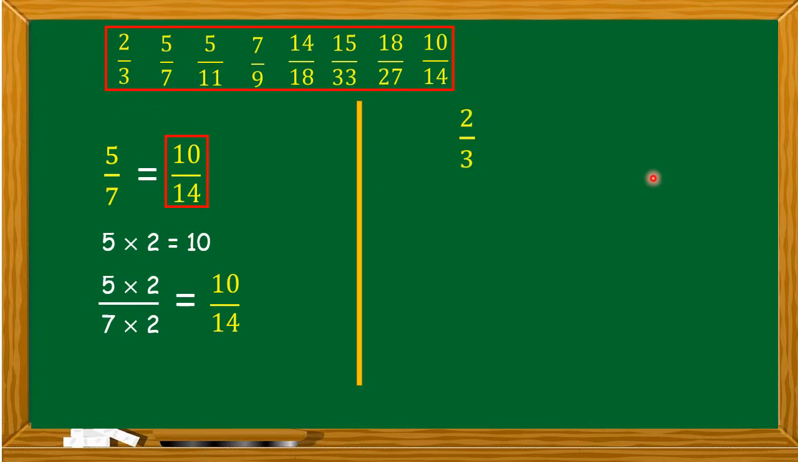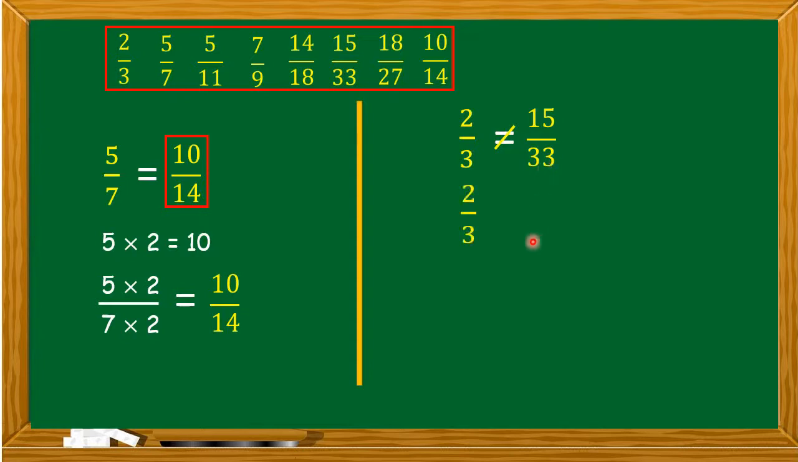Next is 2 upon 3 and 15 upon 33. Now here 15 is not the multiple of 2. Hence, we say 2 upon 3 and 15 upon 33 are not the equivalent fractions.